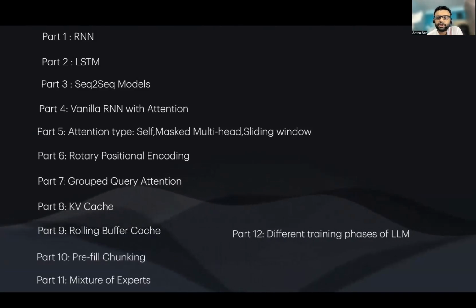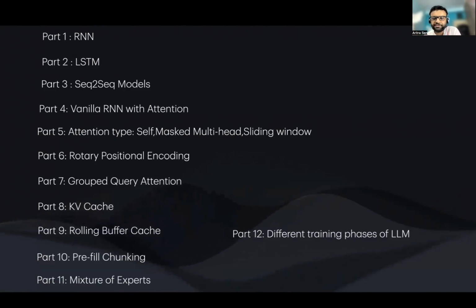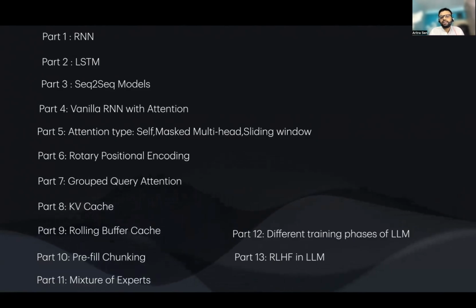Then slowly we will talk about the different phases of LLM. There are separate phases that are done in the case of the LLM, so we will talk about three different phases of training LLM. And in the end, we will talk about how RLHF comes into the training process of LLM and how that can be used to solve and align the LLM to human preferences.